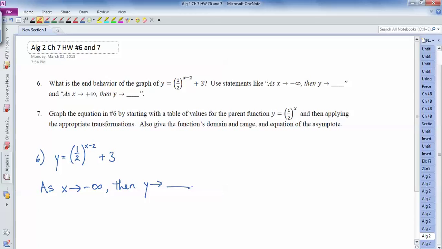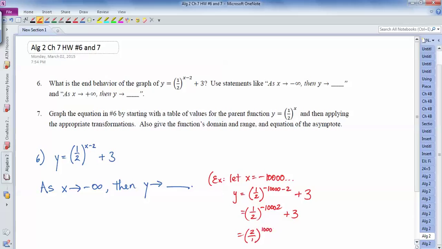Okay, so for that, let's try an example. Let's pick a really negative number. So, example, let x equal negative 10,000. Then y would be 1/2 to the negative 10,000 minus 2 more, and then plus 3. So that would turn into 1/2 to the negative 10,002 plus 3. And then to get rid of that negative, we flip the inside. So that really turns into 2 to the 10,002 plus 3.